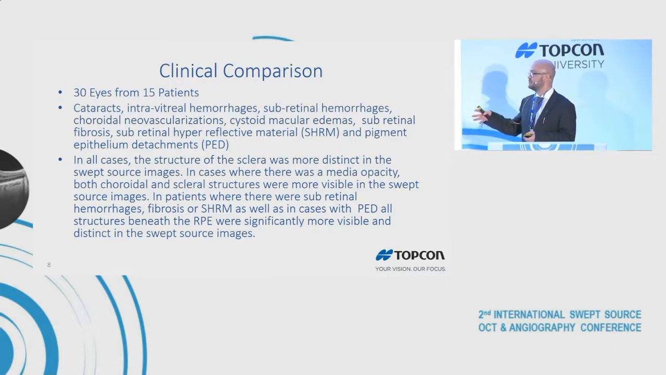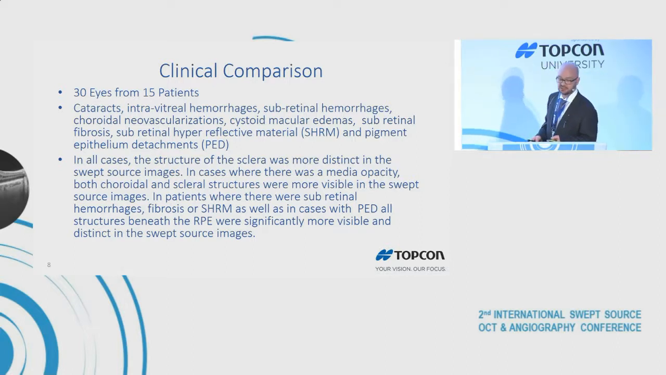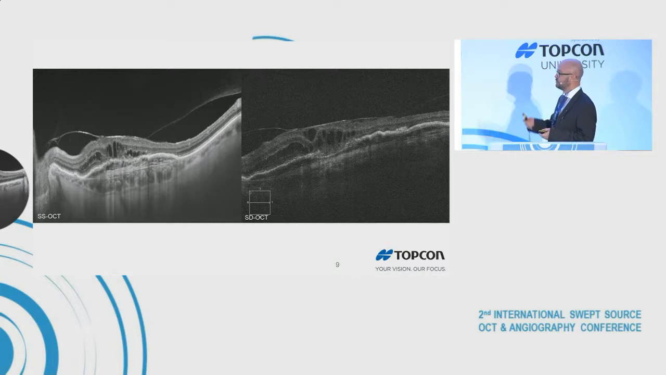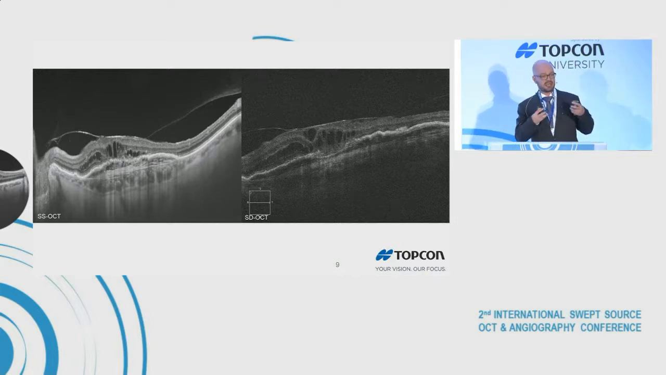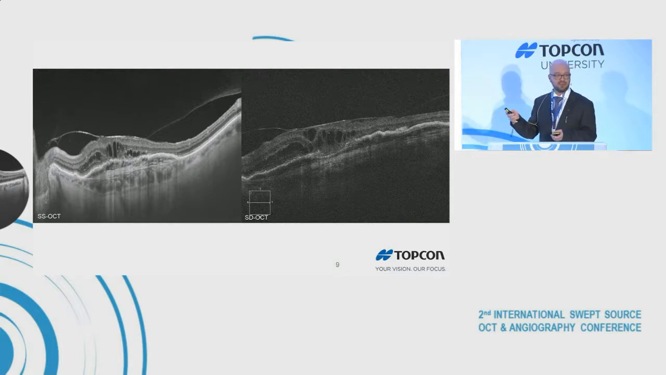So what I'm going to do is go through some of the patient cases with you just to illustrate the differences. So, for example, here you have a choroidal neovascularization, and this was a patient that had a cataract. And here you have the swept source image. In the swept source image, you have a very good penetration. You have a very good penetration through the RPE, all the way to the choroidal structures, all the way to the choroidal scleral interface, and you can see directly through the entire structure.